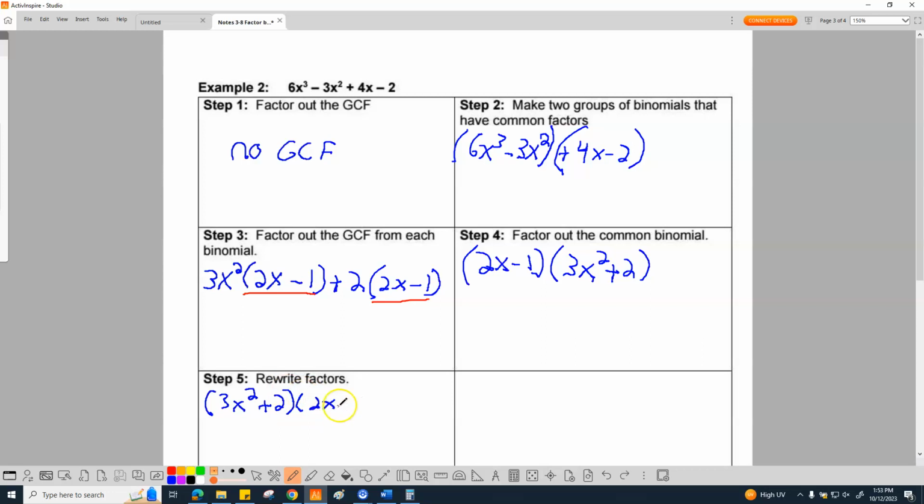So you put the one that has the highest degree first. So in this case, it's x squared. That 2 is the biggest one. And that's it. That's the example.